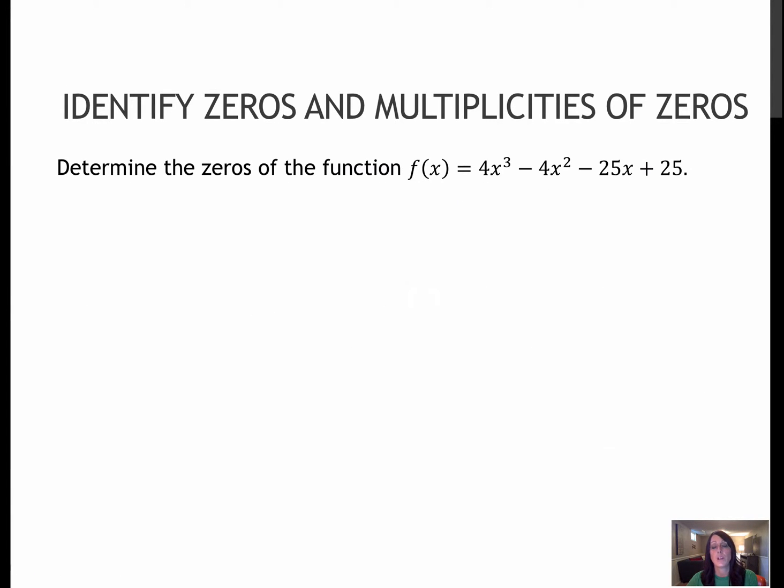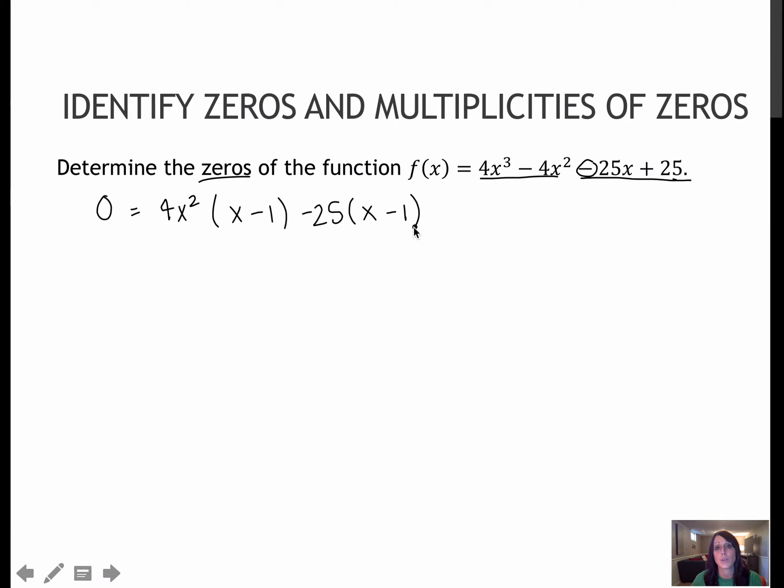Go ahead and do this one. You can try to work ahead of me if you would like. Again, I would do the same thing here. Because it's 4 terms, I would try to factor by grouping. I'm finding the zeros, so I'm setting f of x equal to 0. I would take a 4x squared out of both of those terms, leaving me with x minus 1. Out of these terms, I would take out a negative 25, which would leave me with x minus 1. Again, that leaves me with 4x squared minus 25 and x minus 1.